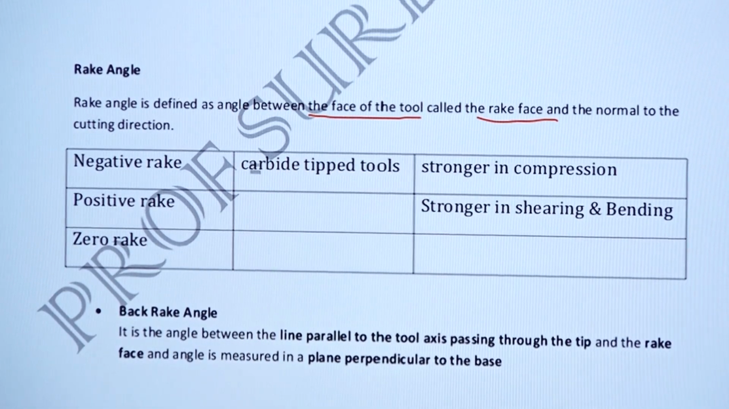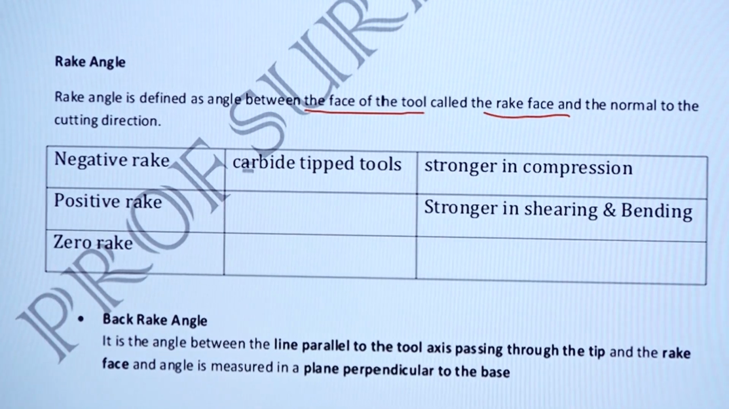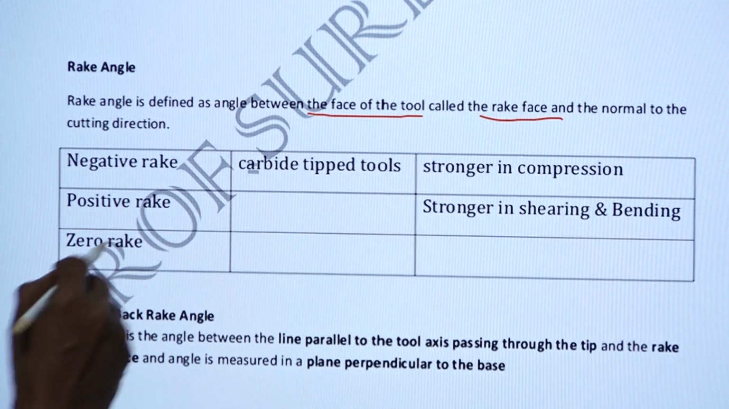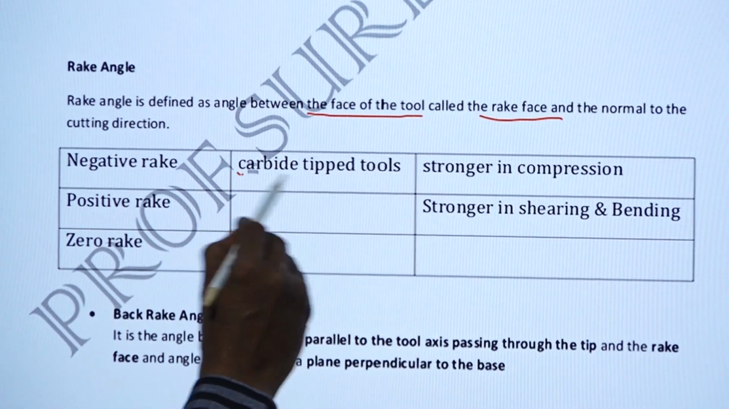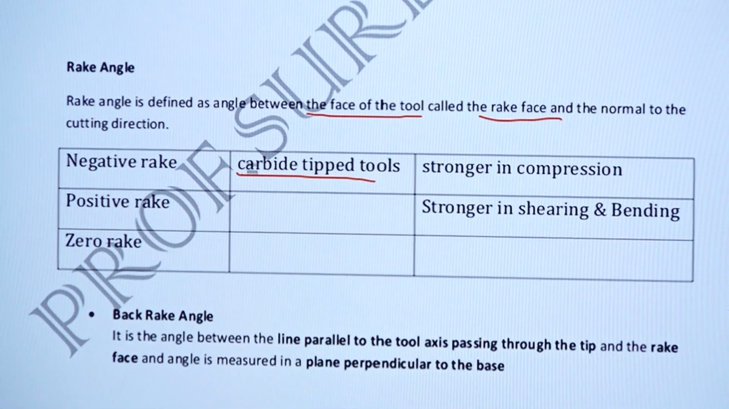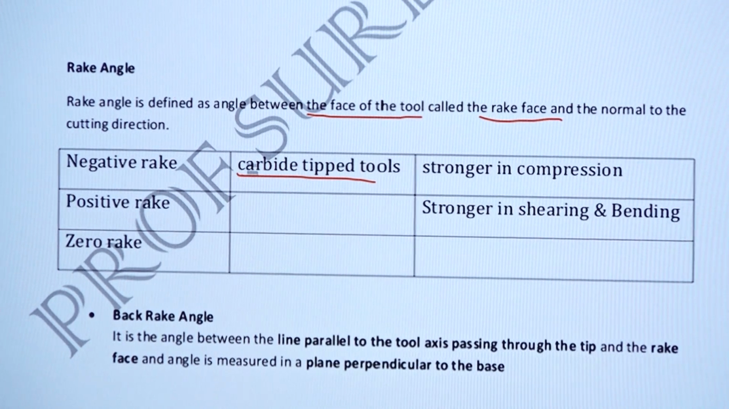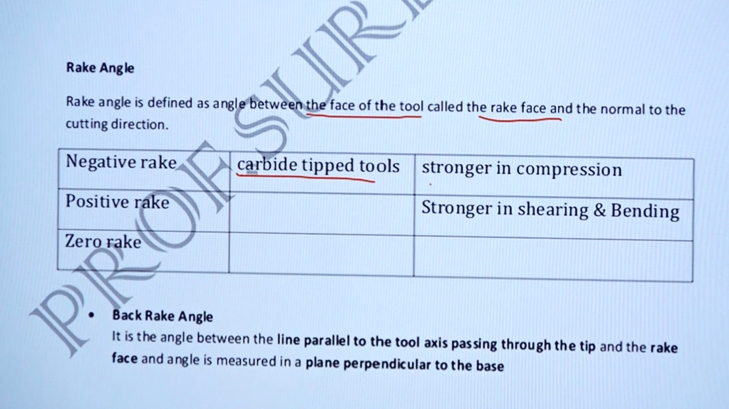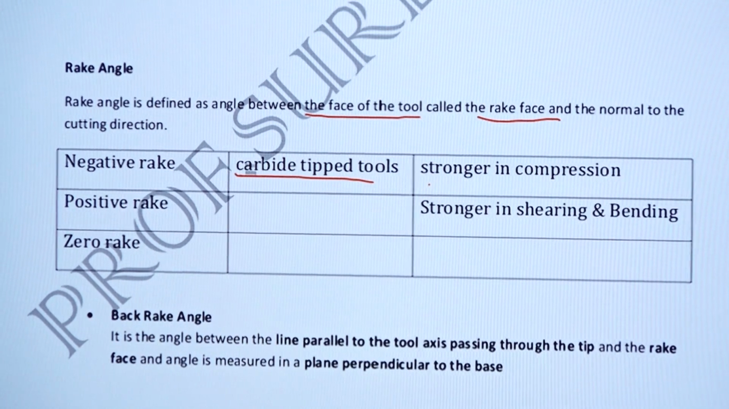We have three types of rake angle: negative rake angle, positive rake angle, and zero rake angle. Negative rake angle is always preferable in carbide tipped tools, because it is stronger in compression. The positive rake angle is stronger in shearing and bending.